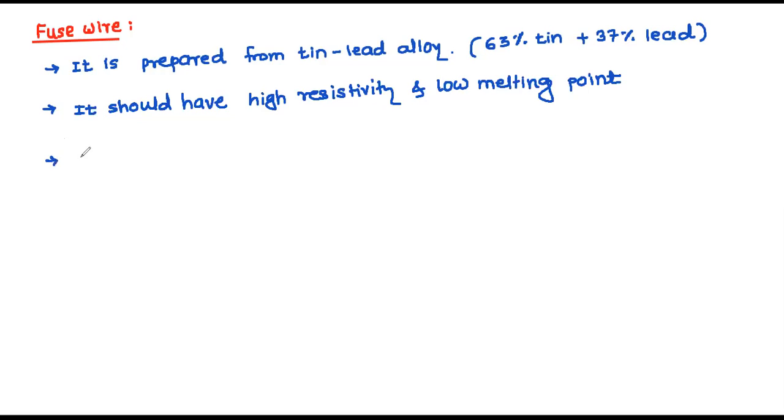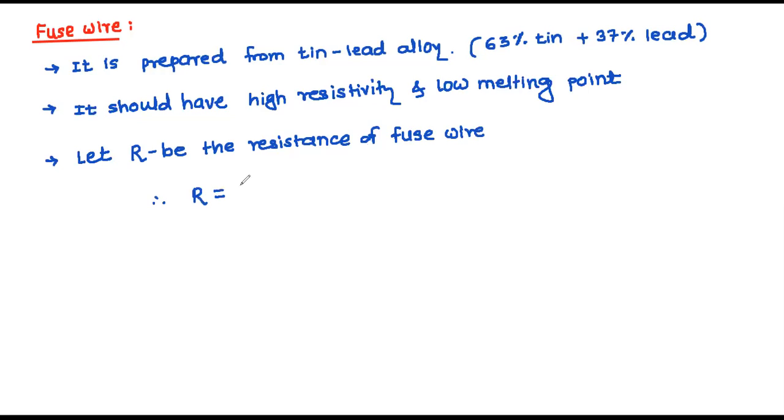See here, let R be the resistance of fuse wire. Then we know what is the R value. R is equal to rho L by A. Now assume that this is a fuse wire like this. Yes or not?